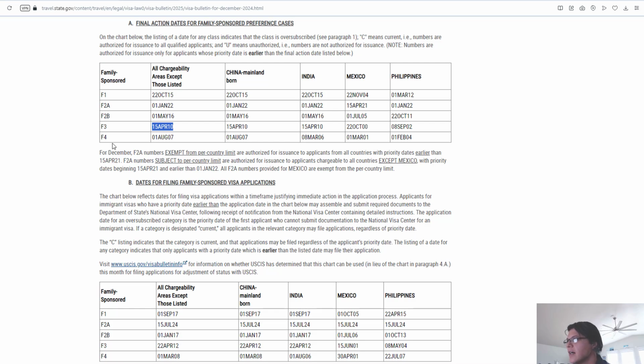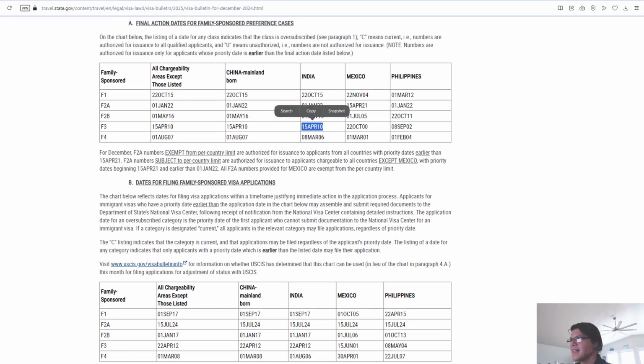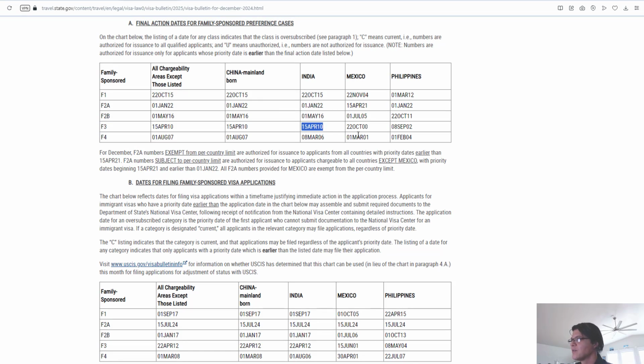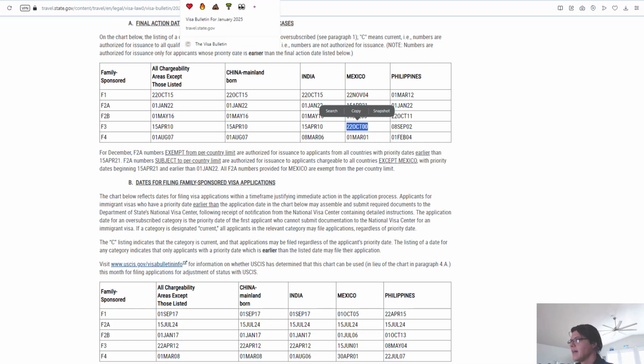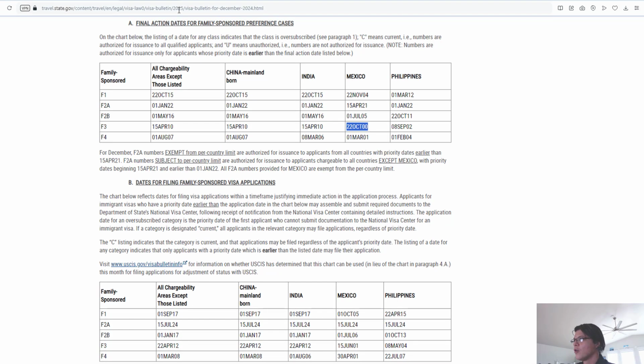Definitely great news. Let's see what's going on for China. Same thing, we got the same movement as you can see. Here we go, 15th April to July 1st. Definitely great news. Let's see what's going on. Same thing for India, and they are current with the rest of the world. Good stuff. Let's see what's going on for Mexico. Mexico in December was on 22nd of October 2000. Yeah, quite behind. Let's see what's going on for January. We have from October to November, so 1 month's movement.